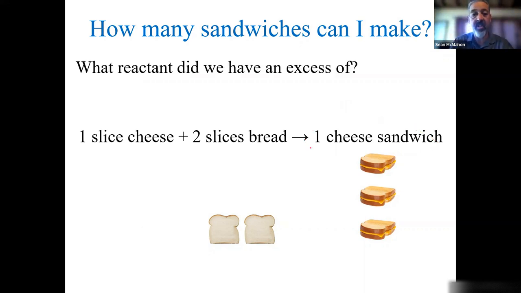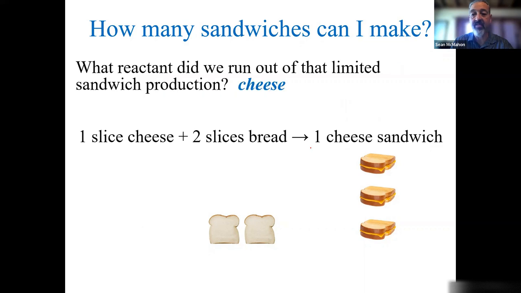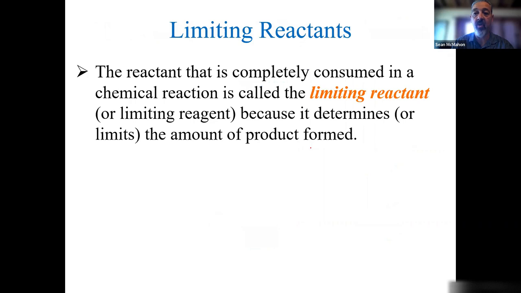I'm done. Why? Well, I have excess bread, but I ran out of cheese. If you run out of cheese, you can't make any more sandwiches. So that's basically what happened. I am limited in the number of sandwiches based on one of the reactants. And that's referred to as a limiting reactant, sometimes a limiting reagent. So just like with making sandwiches, reactions can also occur where one of the reactants gets consumed before the other one, and it determines how much product is formed.